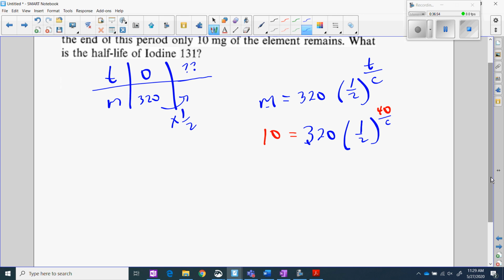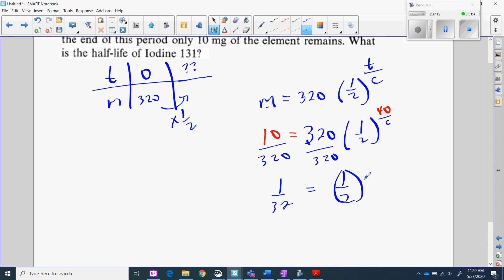The way we did that is we tried to get everything to a common base. In this one, I would recommend you divide by that coefficient, both sides first. Now 10 over 320, I'm just going to reduce that. That's 1 over 32. This is 1/2 to the 40 over C.